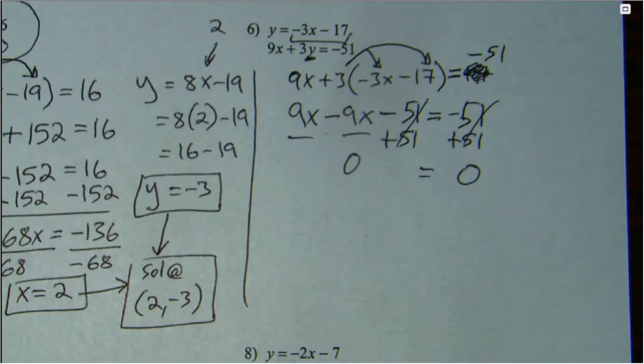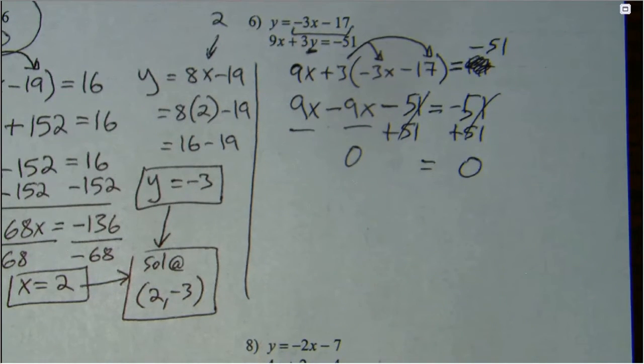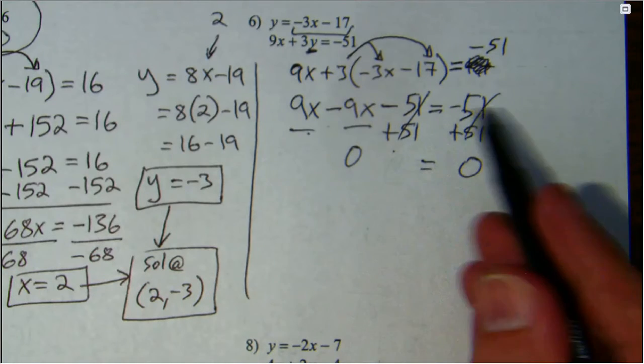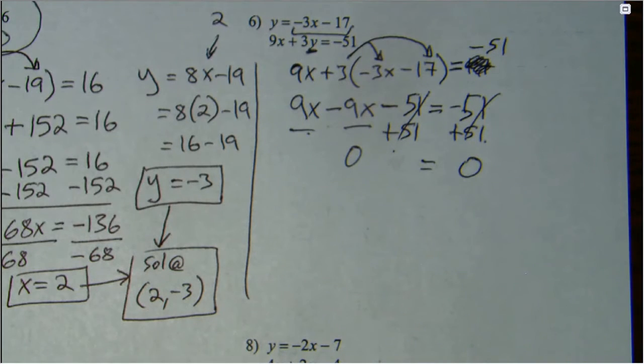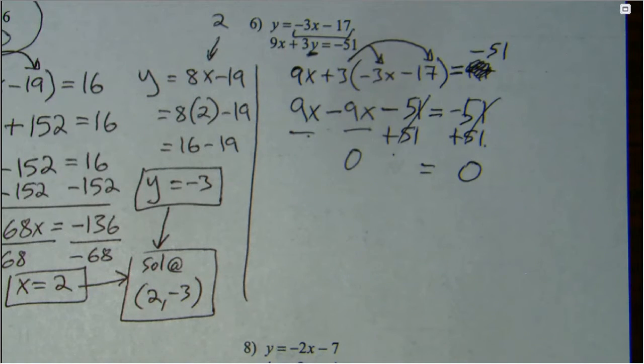Does 0 equal 0? Do you guys see that? Do you guys notice how the x's cancel each other out? And if you add the 51 over here, it cancels out with the negative 51? So how many solutions do we have?